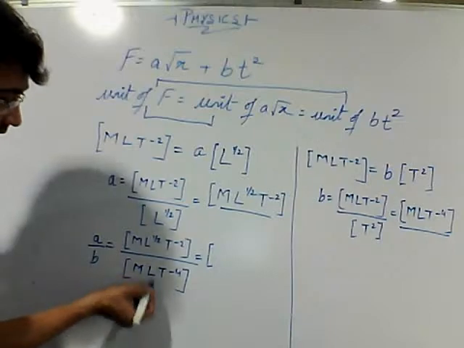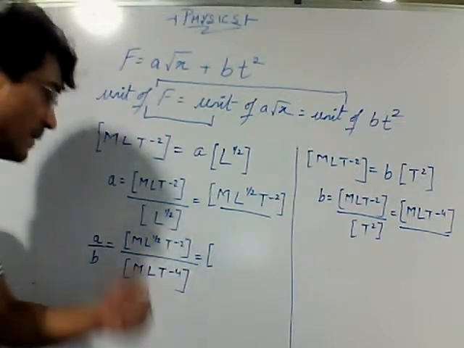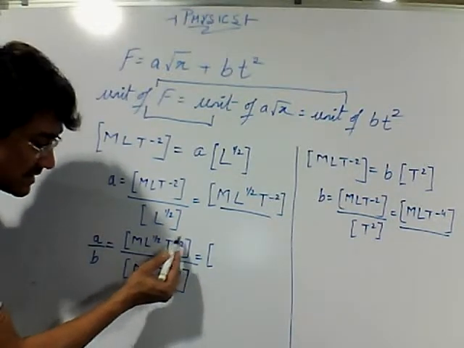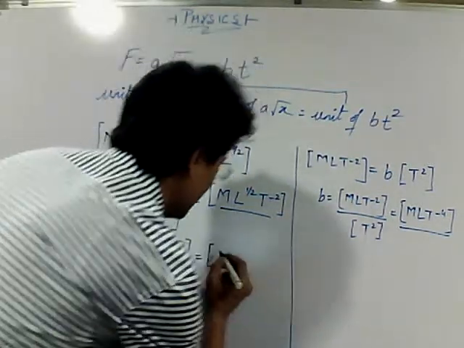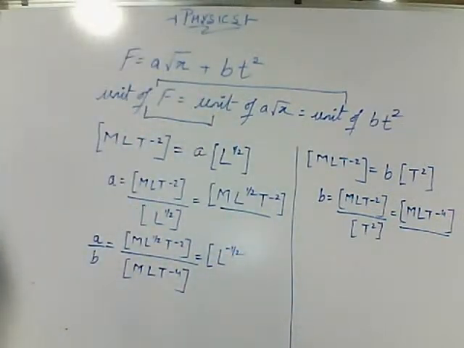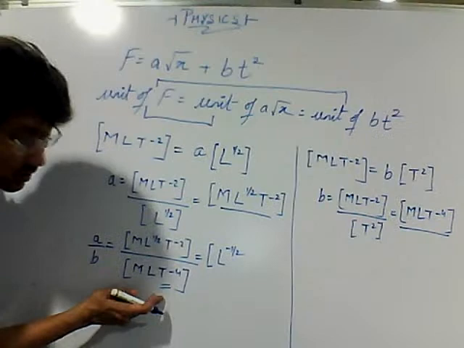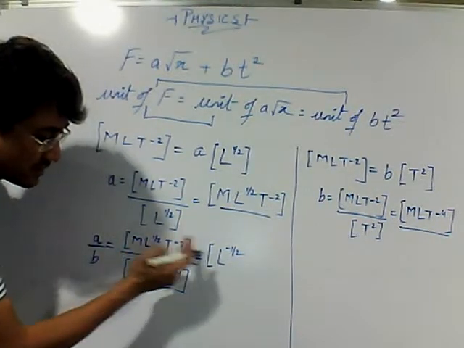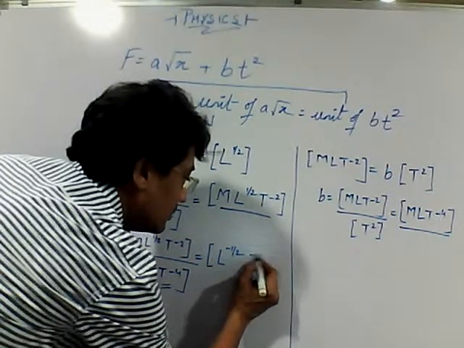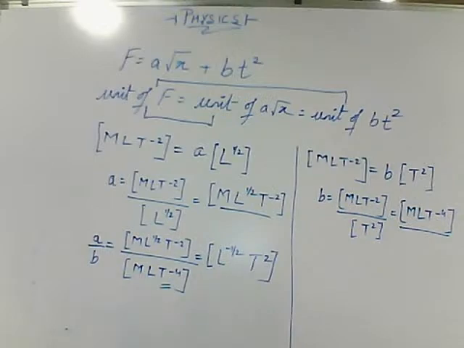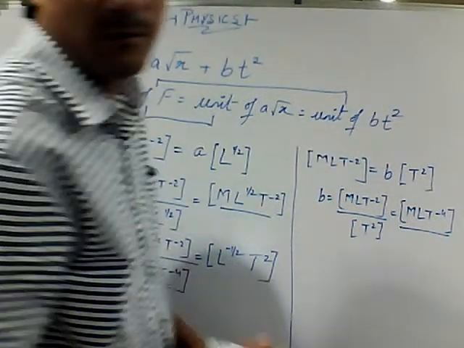L to the power 1: if it goes in the numerator, it will be L to the power minus 1. So L to the power 1 by 2 minus 1 gives L to the power minus 1 by 2. T to the power minus 4: if it goes in the numerator, it will be T to the power plus 4. T to the power plus 4 minus 2 is T to the power 2. So I have the dimensions of A by B as L to the power minus 1 by 2 into T to the power 2.